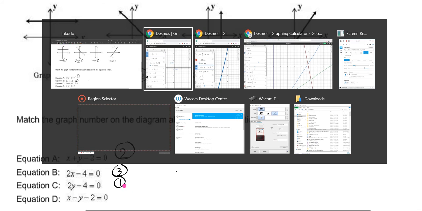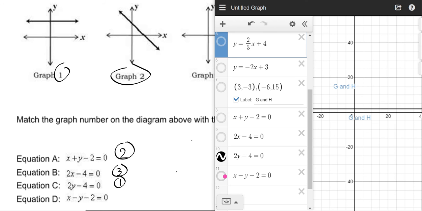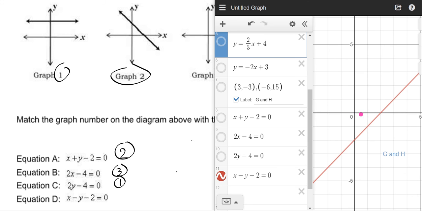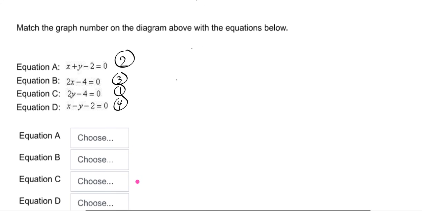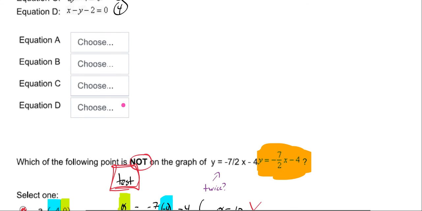x minus y minus 2 is 0. If we try it out, x minus y minus 2 is 0 gives us a positive slope just below the origin there. Zoom in a little bit. Positive slope just below the origin. That's a good match. So it's graph number 4. So equation A is 2, B is 3, C is 1, and D is 4.